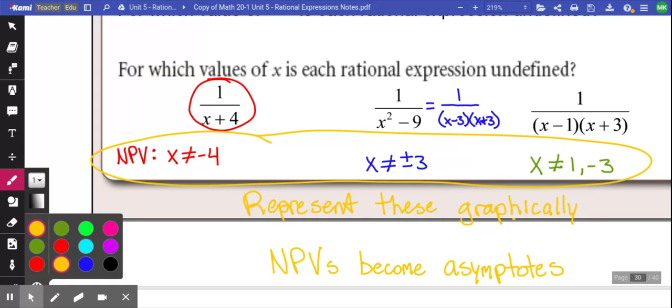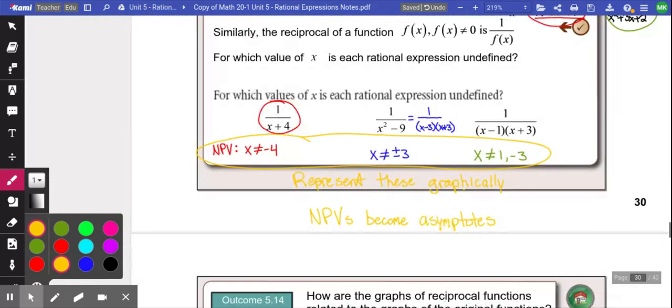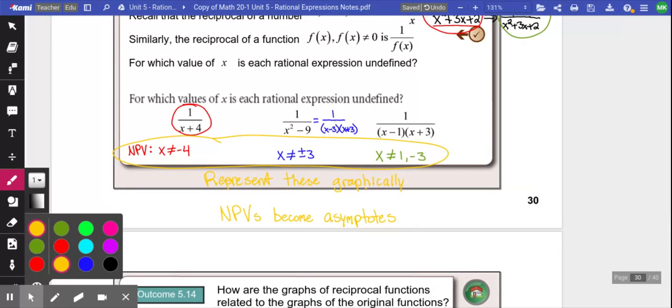And asymptote should be, I think, a new word to you guys. Okay, so that's something that you're like, whoa, I don't think I know what that is. We're going to look at some asymptotes and talk about how to represent them.